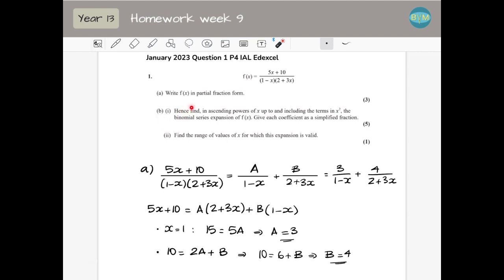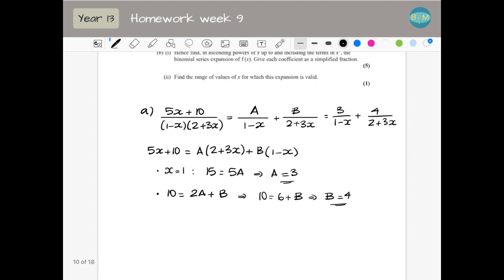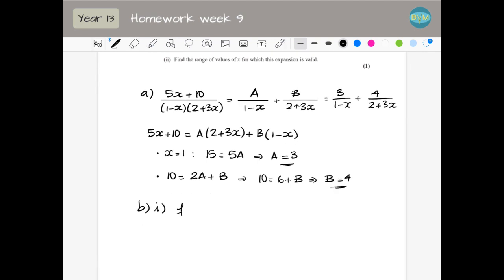Then part b. Hence, I'm going to use this in finding, in ascending powers of x up to and including x squared, the binomial series expansion of this function. So for the second part, we are going to write that our function is 3 times (1 minus x) to the power of minus 1, plus 4 times (2 plus 3x) to the power of minus 1. What we are going to do is use binomial expansion for this, and then put everything together.